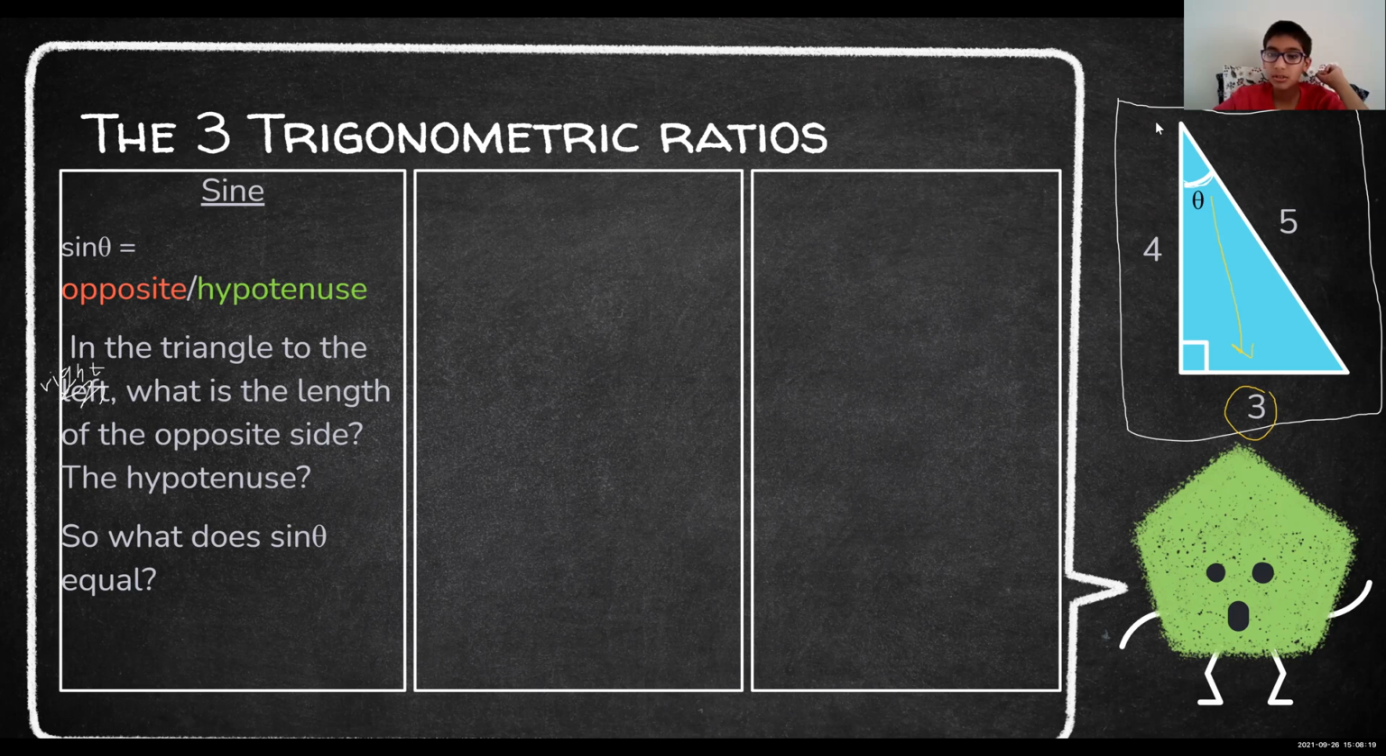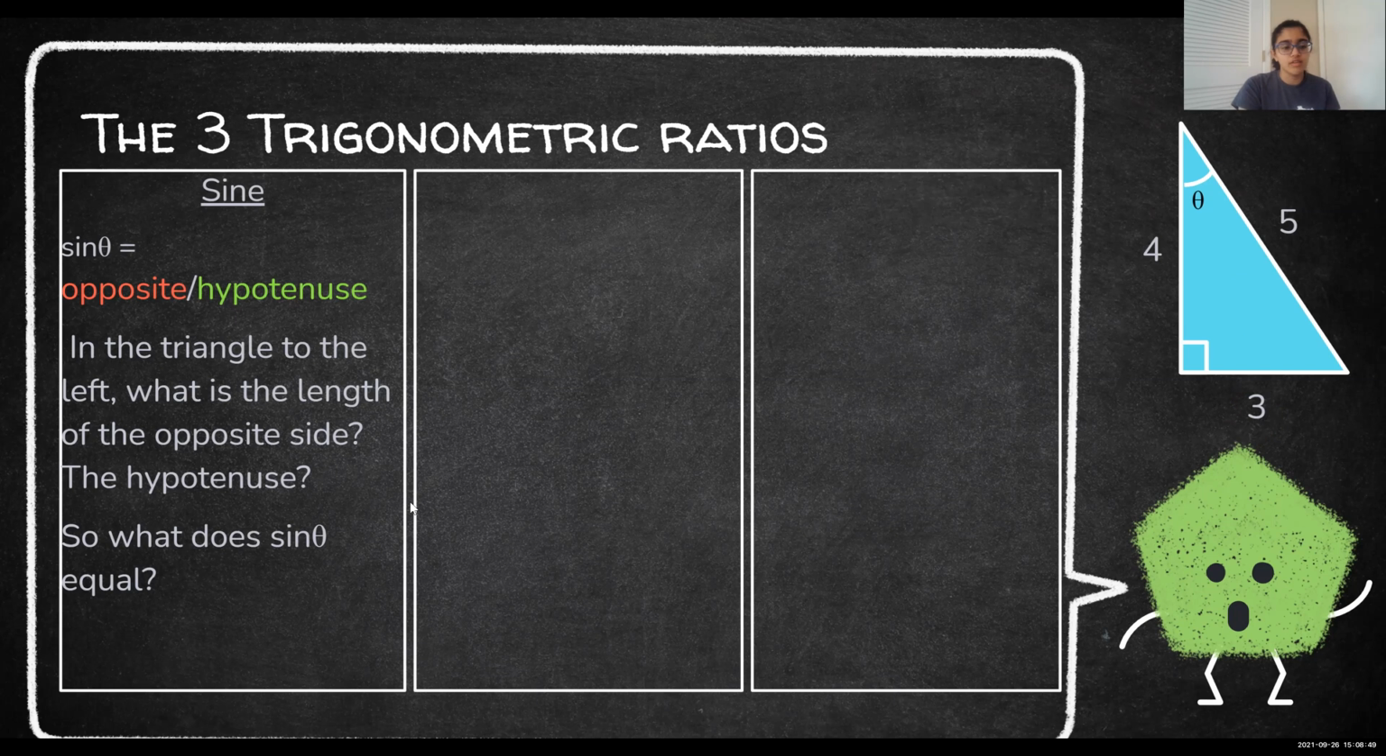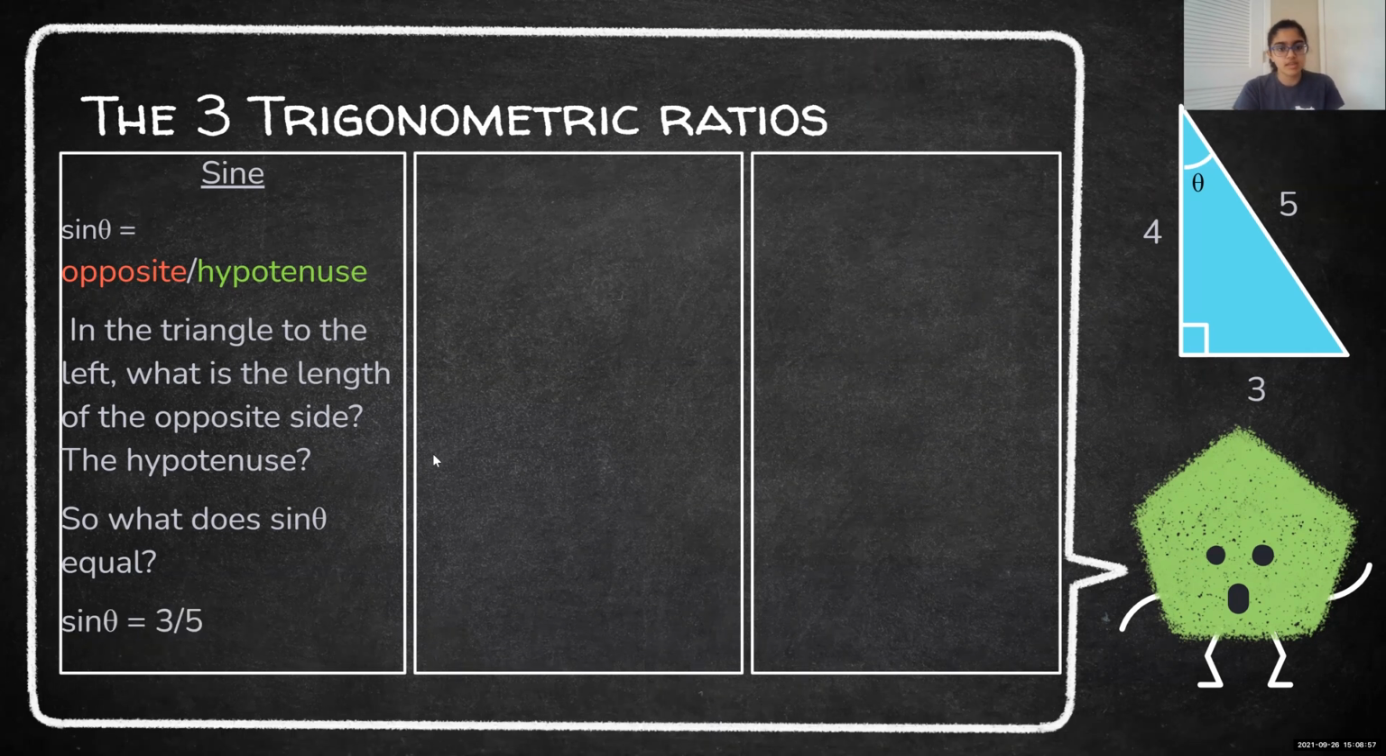3. Remember, it's opposite over hypotenuse. So 3 is the opposite side, but what is opposite divided by hypotenuse? Oh yeah, I think I know the answer. It's 3/5. Right. Good job, Zane. So sine of theta is 3, which is the opposite, over 5, which is the hypotenuse. Hopefully you guys do not have any questions about that. And if you do, feel free to unmute and ask them. But yes, it is 3/5 or 0.6.